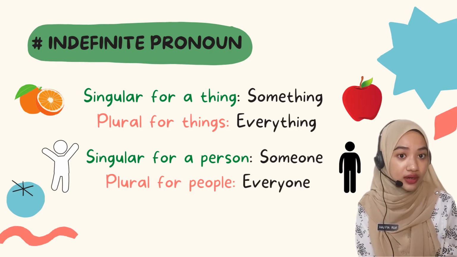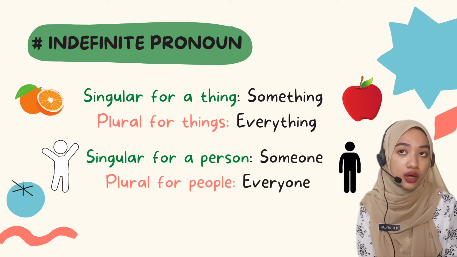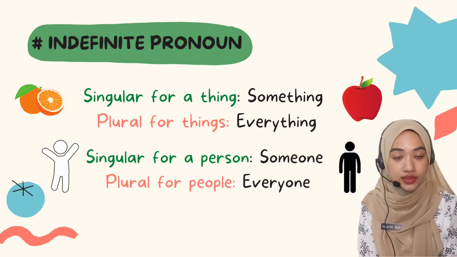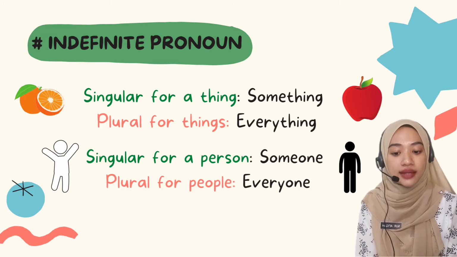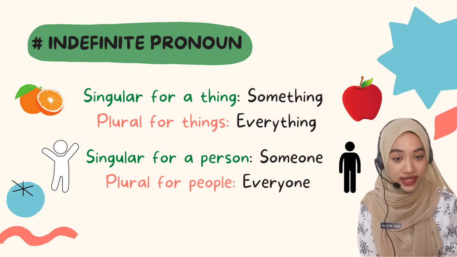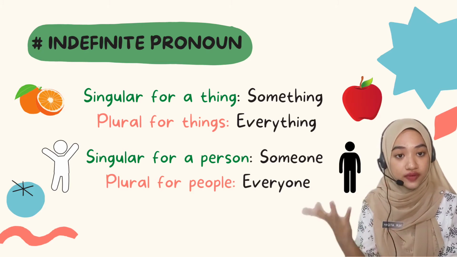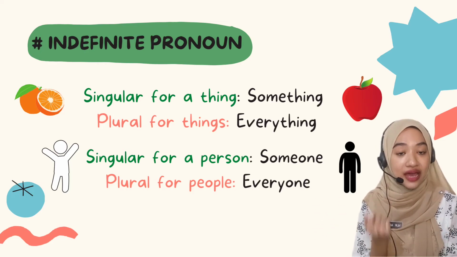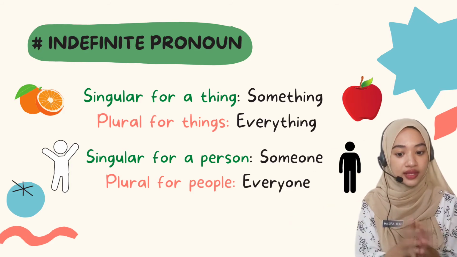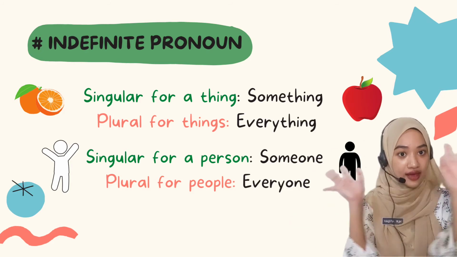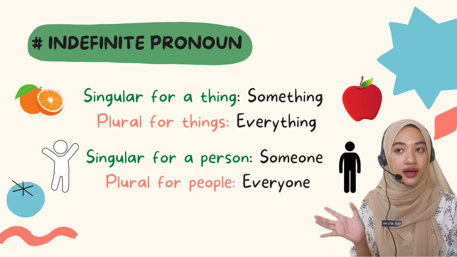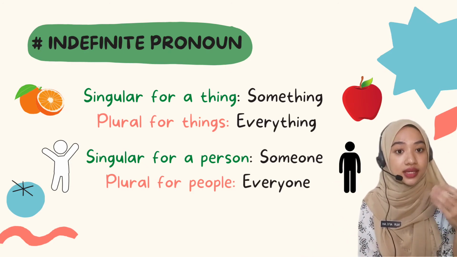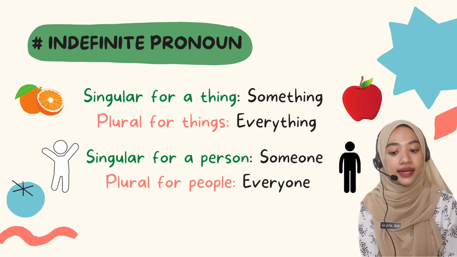What is an example? Let's say you are referring to an orange or maybe an apple. That is the object. Next one is plural for things. The previous one is for singular and the next one is for plural. Everything. Something. Everything. Everything means semua, but for things only. Something is sesuatu.